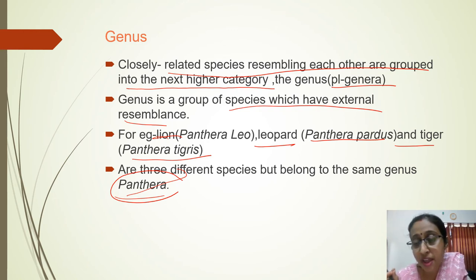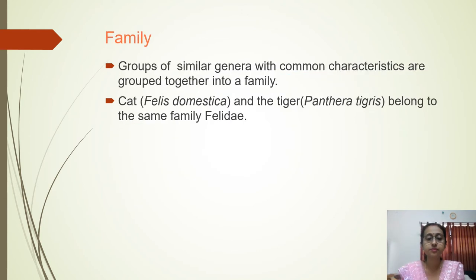Is it clear to everyone? It is very easy. Their genus is the same, Panthera, but the species is different. For the tiger it is tigris, for the leopard it is pardus, and for the lion it is leo. And these species have several external resemblances; many of their features are similar. So let us move on to the next one.